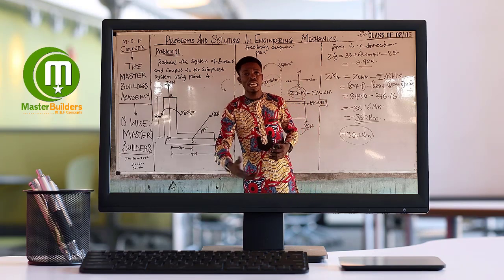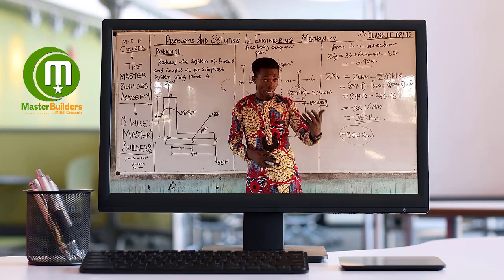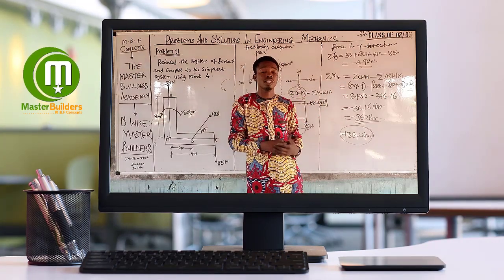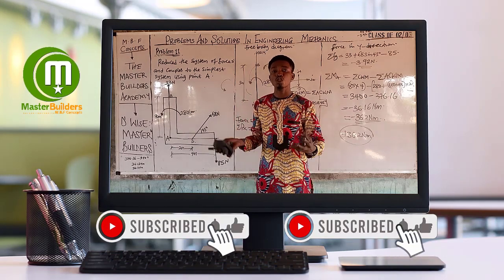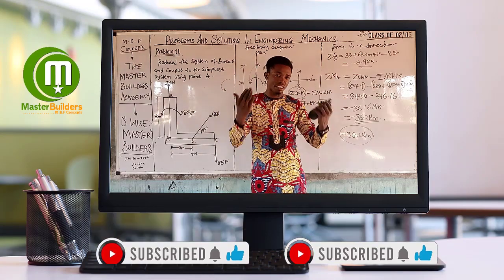Okay, so you understand that solving problems in mechanics, engineering mechanics as it were, soil mechanics, fluid mechanics, or solid mechanics like this case of study, they are very, very simple. All you just need to do is to seek to understand the principles. So when you understand the principles, you become a principal. It's as simple as that.